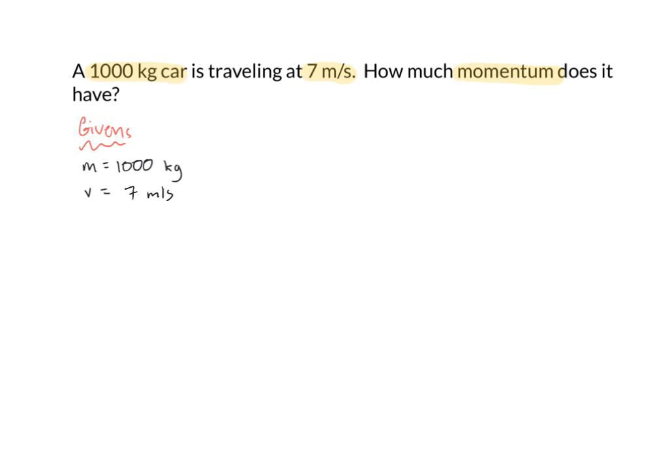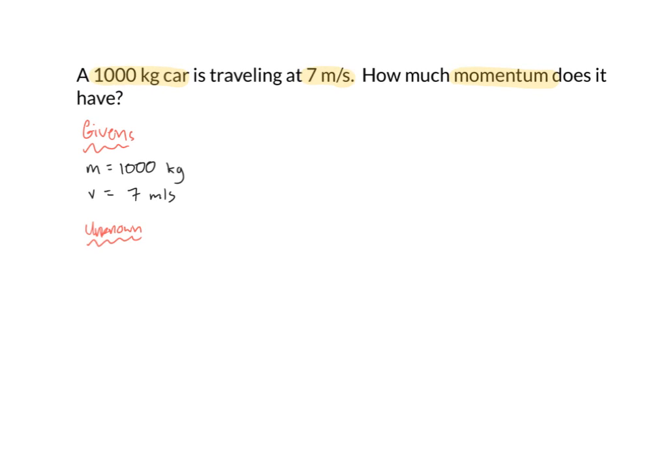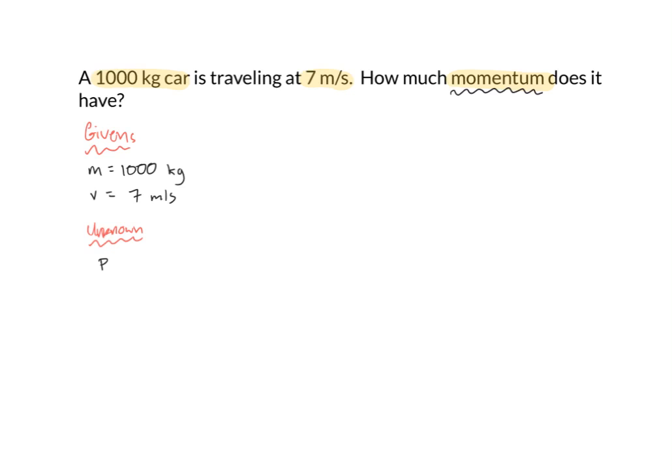Now I'm going to move on to the next step, which is listing out my unknown. Again, from the question in the problem, I know that I'm trying to figure out how much momentum the car has. So my unknown is going to be P, momentum, equals something. I'm going to use the equation that relates momentum, mass, and velocity to figure out what that momentum is. So my equation is going to be P, momentum, equals mass times velocity.